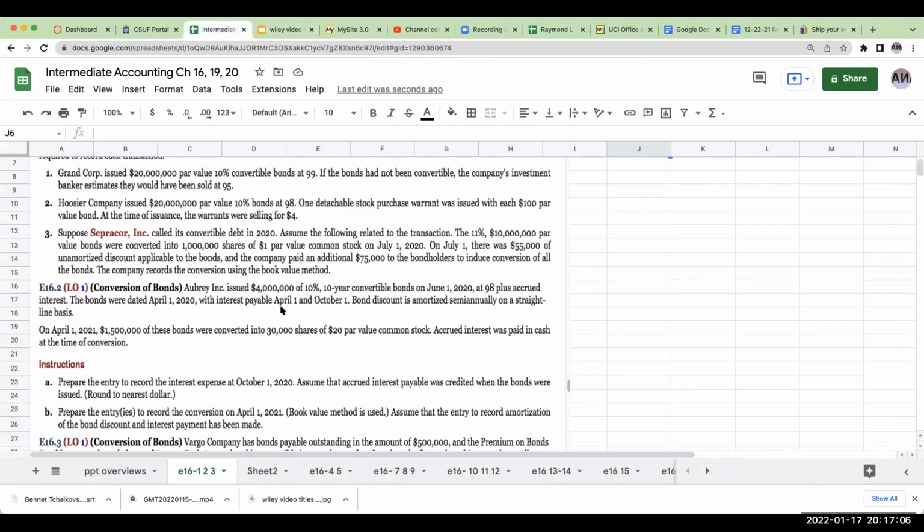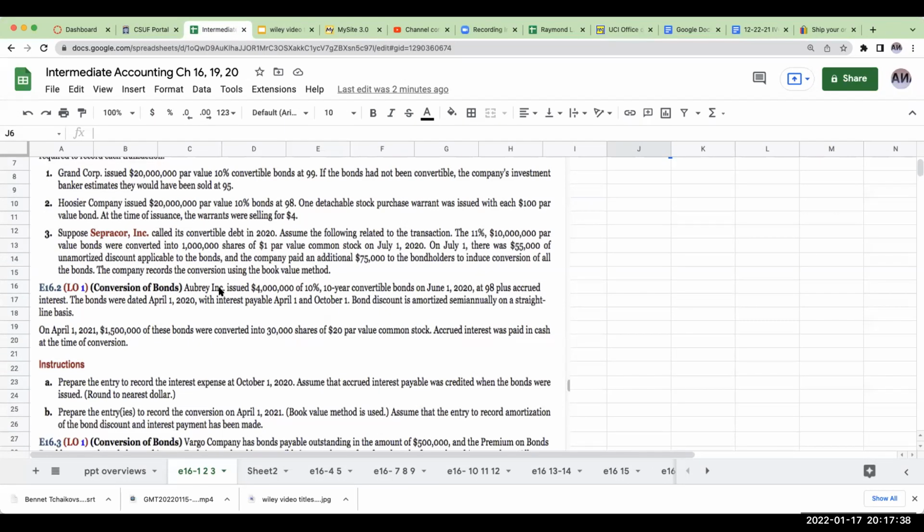All right, so we have here a bond conversion. Aubrey issued $4 million of 10% 10-year convertible bonds on June 1st, 2020 at 98 plus accrued interest. The bonds were dated April 1st, with interest payable on April 1st and October 1st. Bond discount is amortized semi-annually on a straight line basis. Well, that's good. We don't have to use the effective interest method.